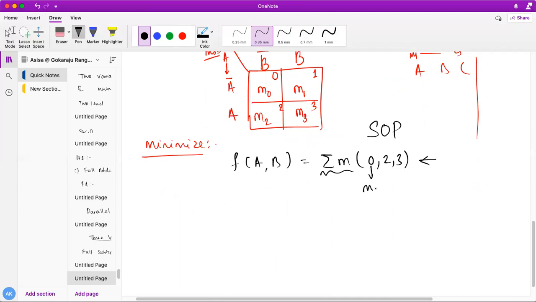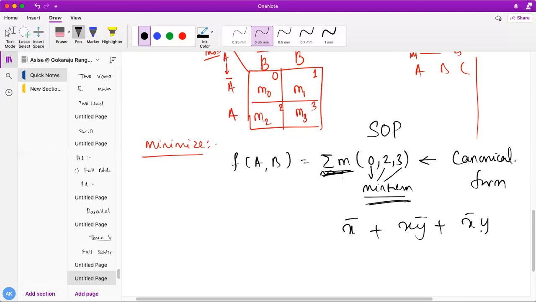Because of the summation, 0, 2, 3 are all minterms. First we need to check whether it is in canonical form or not. Obviously this is canonical, because summation of m given means it's canonical form. If it is not given in canonical form, let's say it is given like x bar y bar or x y bar or x bar y or x, then you first have to convert this normal SOP to canonical form.